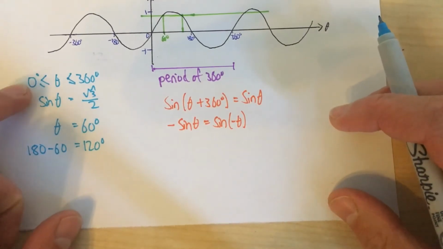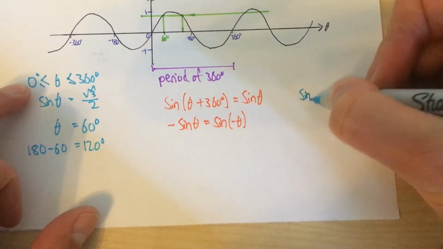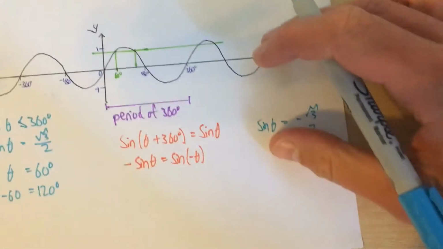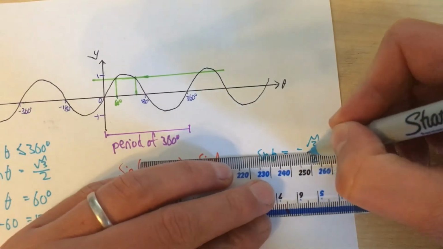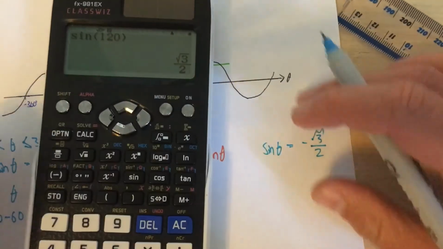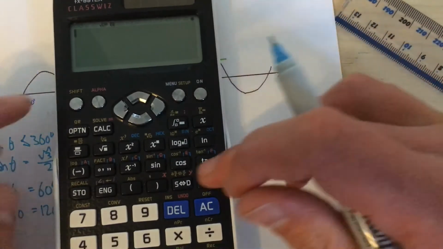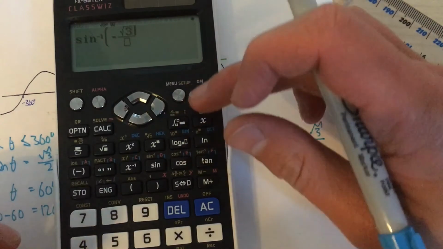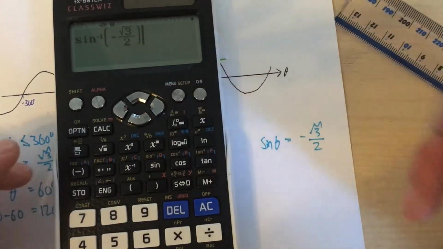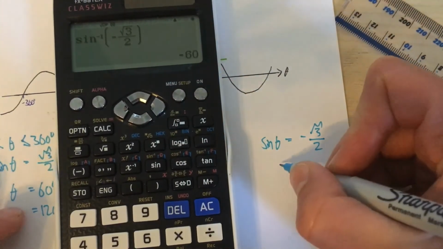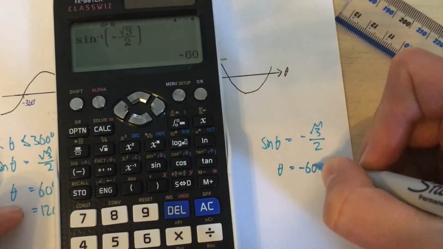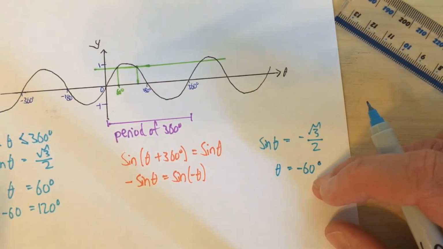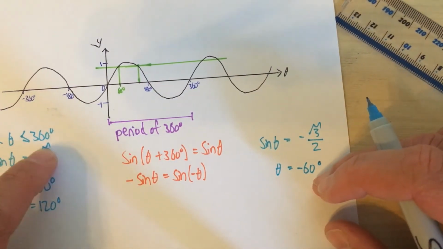Let's have another one in the same range, but this time we'll do sine theta equals minus √3 over 2. We grab the calculator again. We're still in degrees mode, and we'll do the inverse sine of minus √3 over 2. And I get the answer of theta equals minus 60 degrees. Now minus 60 degrees straight away is outside the range 0 to 360.